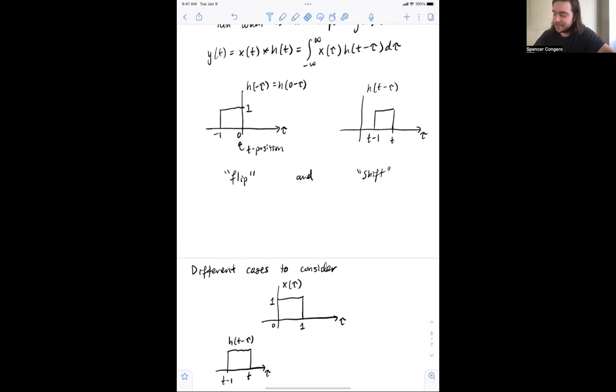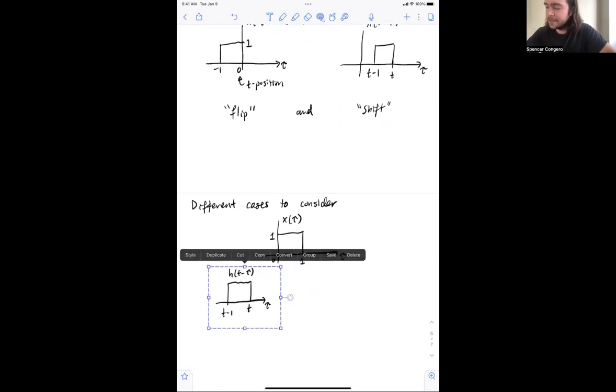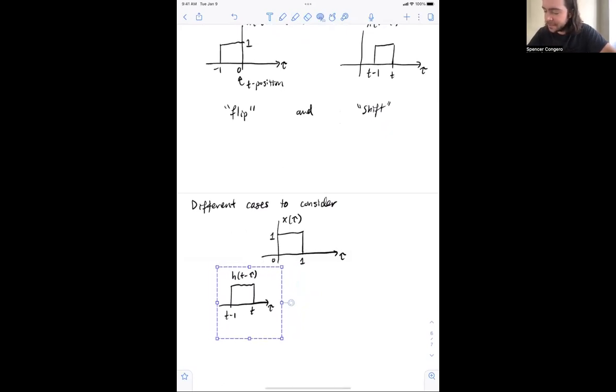Over here, x of tau is 0. Over here, h of t minus tau is 0. So for every value of tau, when I multiply these functions, I'm just going to get 0 times something, which is 0. So that's a first simple case, when these squares don't have any part of the tau axis on which they overlap. I'll consider that as my first case. And when does that case occur? You can see it occurs all the way up until the t value I'm moving hits 0. So this case occurs whenever t is less than 0.